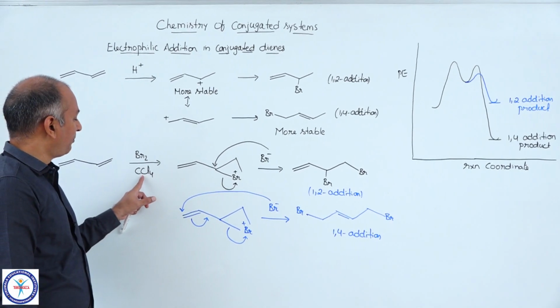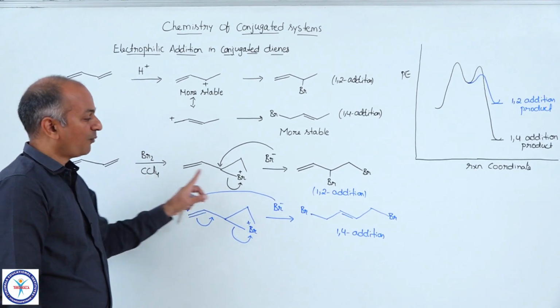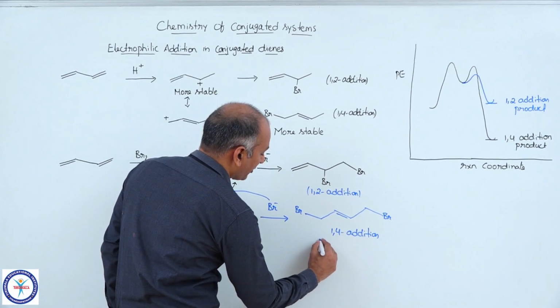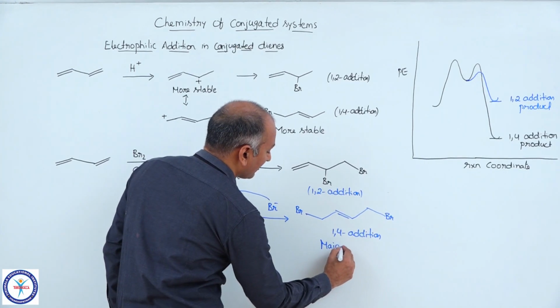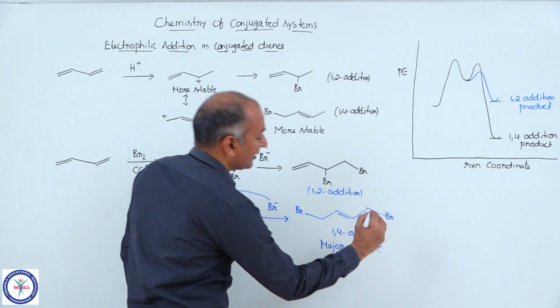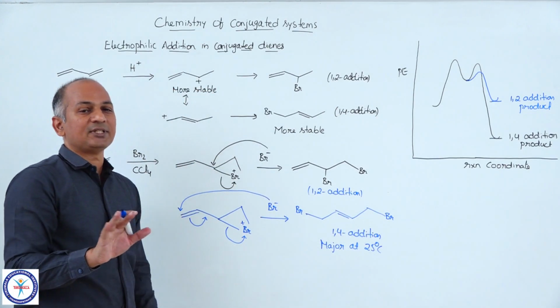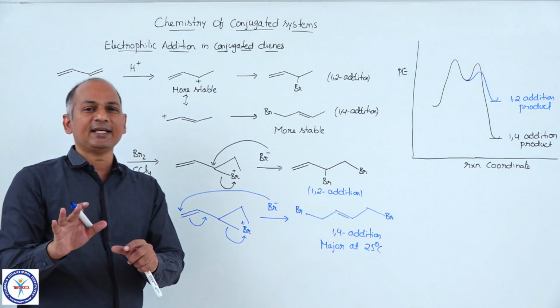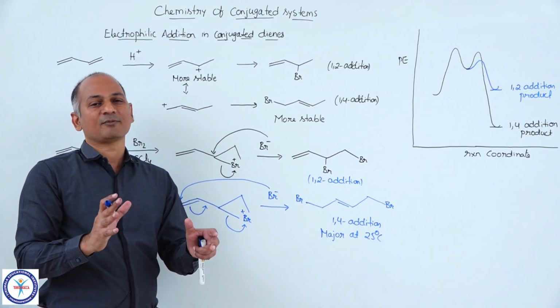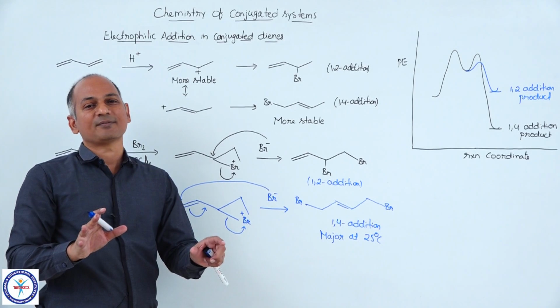Even in the case of bromine in CCl4, the 1,4 addition product is obtained as a major product even at room temperature. Major at 25 degrees Celsius. See, all of you remember, high temperature means it is not too high. It is not 80 degrees, it is not 100 degrees. Room temperature itself is the high temperature for all our electrophilic addition reactions.